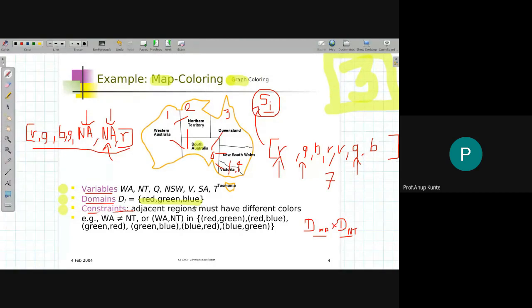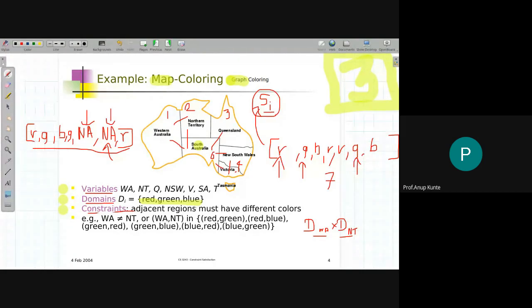So constraints are defined how? The constraints in CSP problems are defined using a combination of one or more variables, and they are joined with certain relational operators.